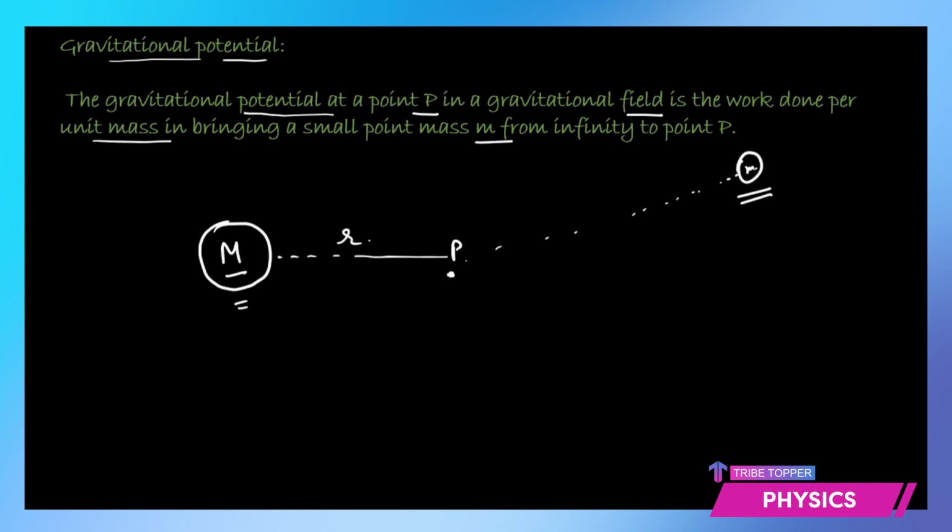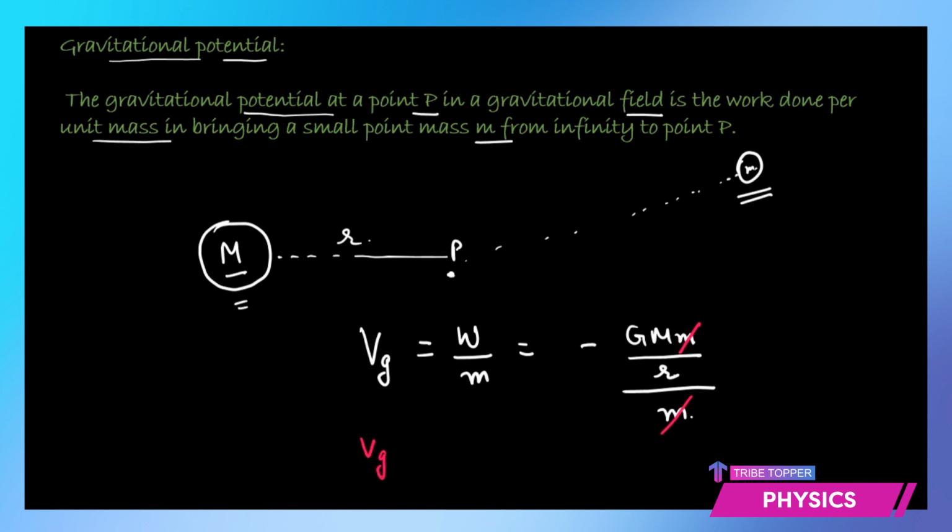In the topic of electricity, you have learned about the electric potential, which was the work done per unit charge to move it around. So here we have the work done per unit mass. We denote it as Vg, the gravitational potential. Since it is the work done per unit mass, we have negative GMm by R, which was the work done that we considered as gravitational potential energy in our previous video, divided by m. The small m cancels. So Vg is equal to negative GM by R. So this is the gravitational potential.